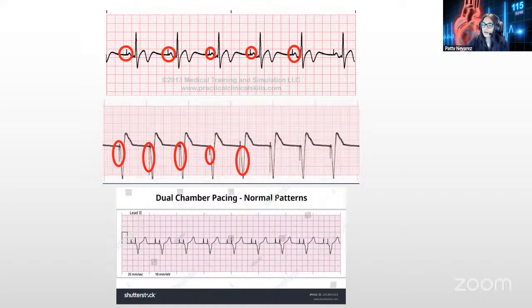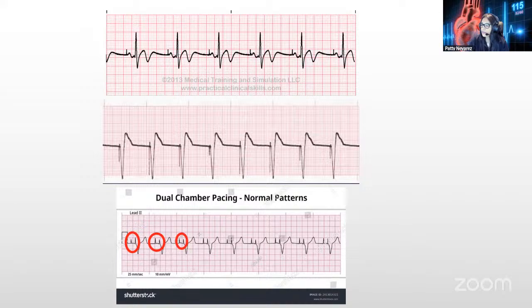And then on the bottom, we do have a dual chamber pacing. As you can see here, we have the two markers, one for atria and one for ventricle. And that's what we're looking at in lead 2 here, but this is what dual chamber pacing looks like. And again, you're going to see all kinds of things when you see pacemakers or devices that we're going to be able to recognize in the cath lab or an EP, depending on where you are doing your practice.